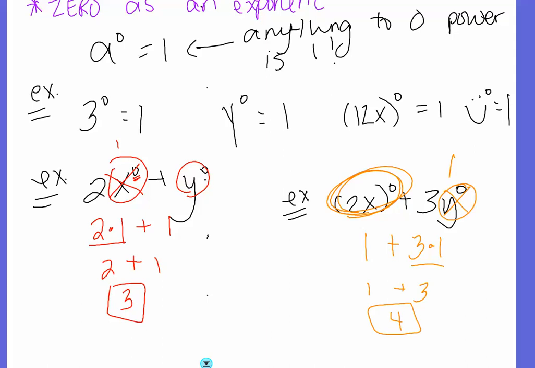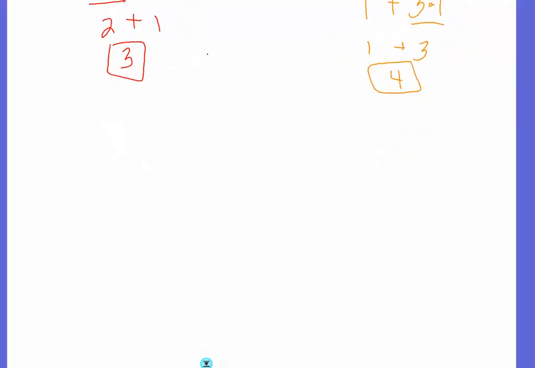Okay? So we've just learned 2 out of the 6 laws of exponents. So now we're going to talk about the next law. The next law is when I have negative exponents.